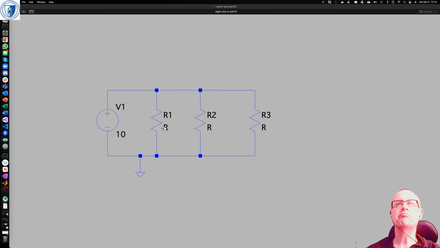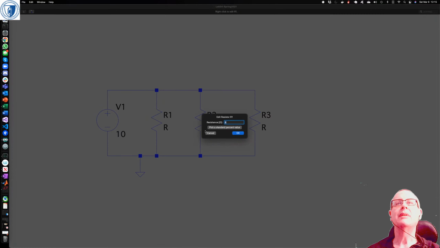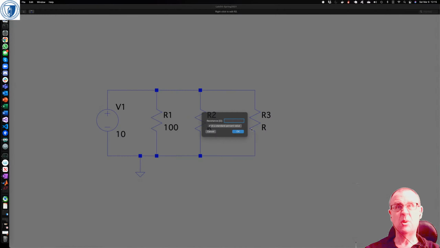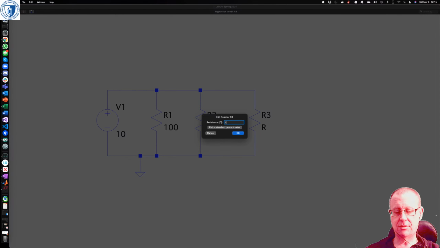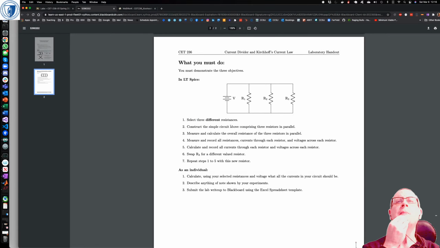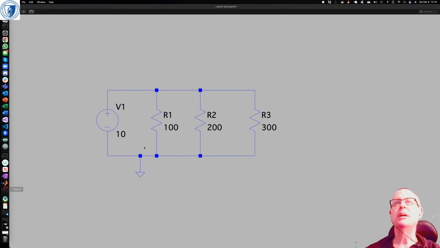And then 3 different values: 100, 200, and 300. Okay, so there's the circuit. I think that's what we're after. Yeah, it looks pretty similar. And we want to measure and calculate the overall resistance. Well, let's do that. So let me just go back here.